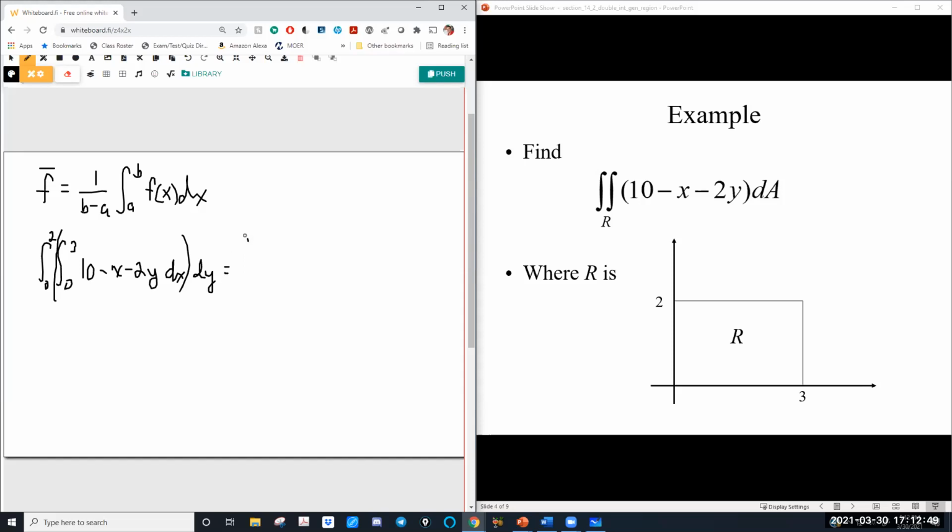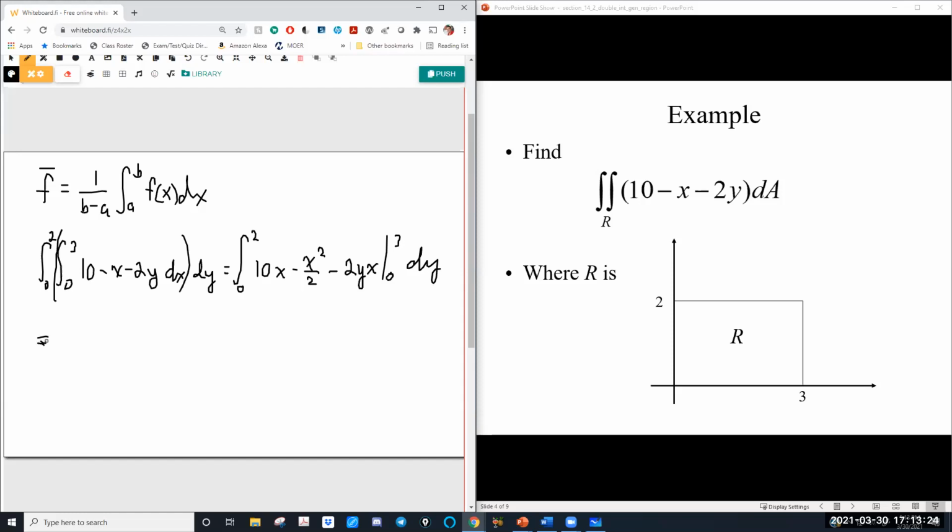So what does that look like? Well, we're going to have this integral symbol out front. So 0 to 2. And I'm going to take the integral of each of these with respect to X. 10x minus x squared over 2 minus, now here you've got to be careful. This is a constant in terms of X. So that would be 2yx. Now that's going to go from 0 to 3. And then we'll still have to do our integral with respect to y.